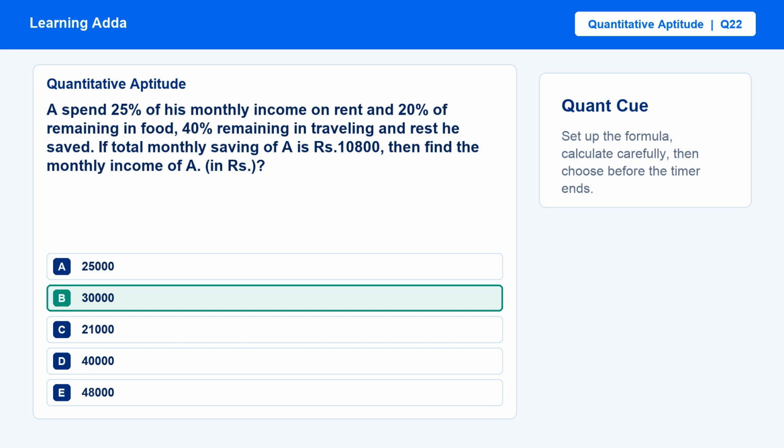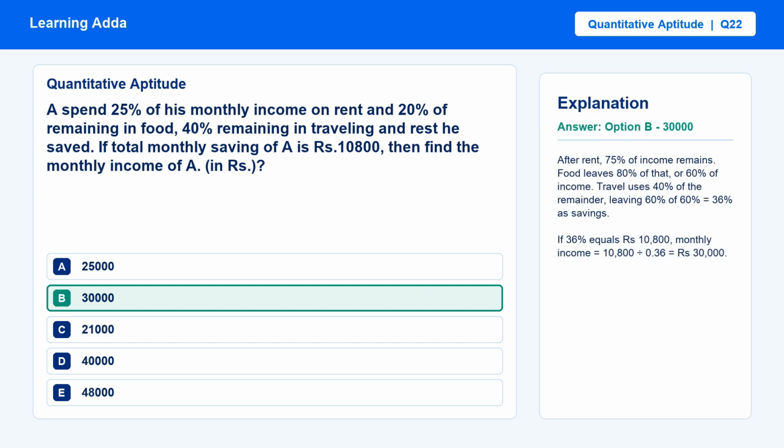The answer is option B, 30,000. After rent, 75% of income remains. Food leaves 80% of that, or 60% of income. Travel uses 40% of the remainder, leaving 60% of 60%, which is equal to 36% as savings. If 36% equals rupees 10,800, monthly income is equal to 10,800 divided by 0.36, which is equal to rupees 30,000.